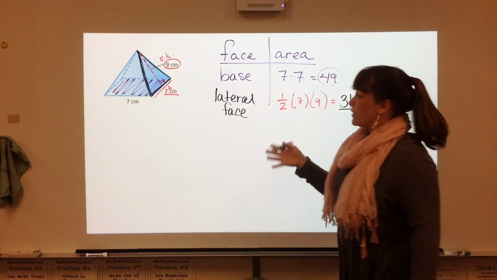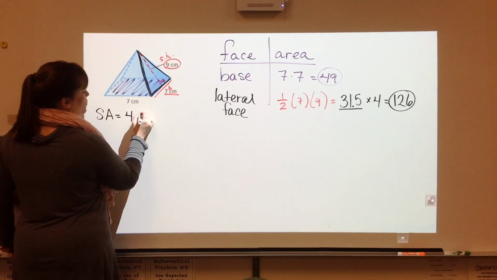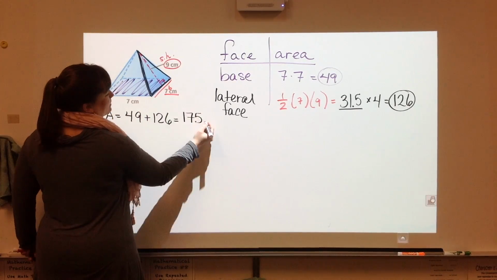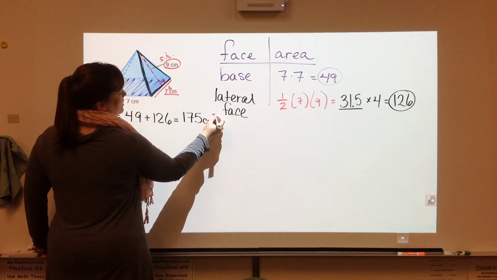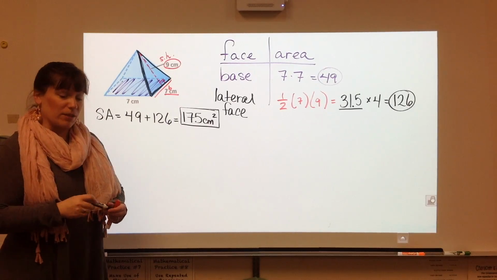So for this one, when I'm finding my surface area, I only have to add up 2 numbers. When I do, I get 175. I'm dealing with centimeters. I'm dealing with area. So that gives me 175 centimeters squared.